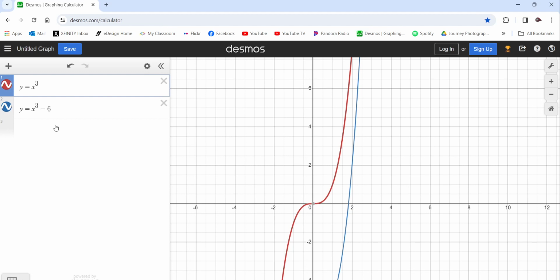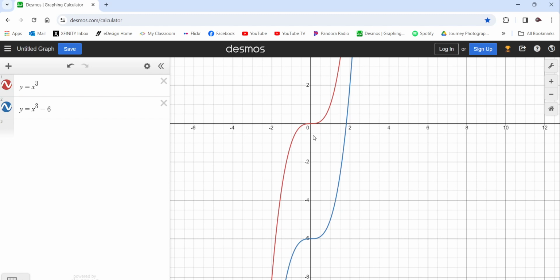Look at the blue one, though. What did I do? Well, I'll show you. Look what this is. This is x cubed minus 6. So look where its 0 is. Oh. It's down here at negative 6. It's the same exact shape, isn't it? Yeah. All right? It's the same exact shape. It goes up this way. It goes down this way, except where it starts. This one starts at 0, 0. This one starts at 0, negative 6.